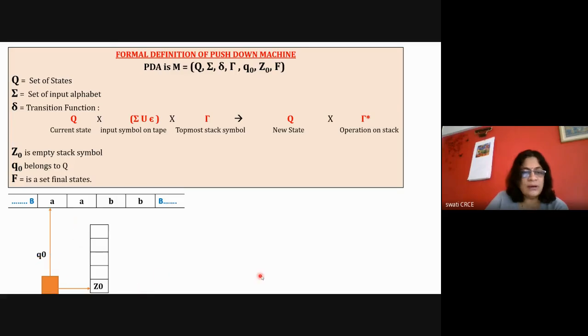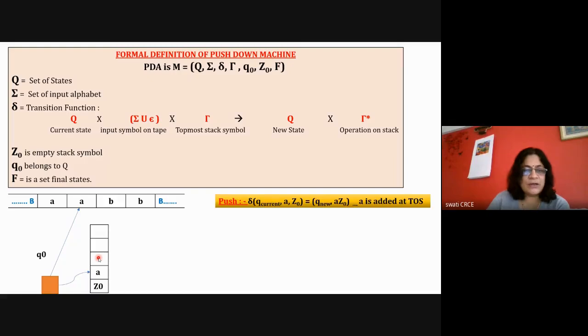Okay, so here I'll show you how this is working. With A and Z0, it will add A onto the stack and go ahead. After reading the second A, again it will perform the push operation and insert A into the stack. So the push operation is: current state Q0, A, Z0, where AZ0 indicates a push operation, and in the push operation we show the last 2 symbols like AZ0.